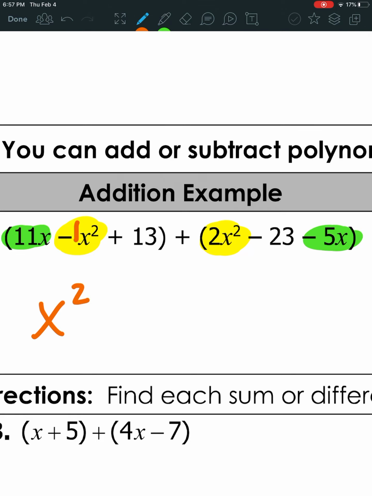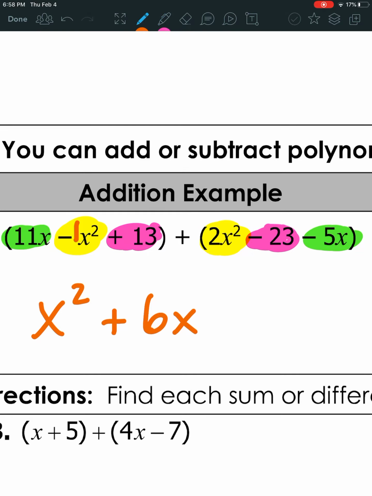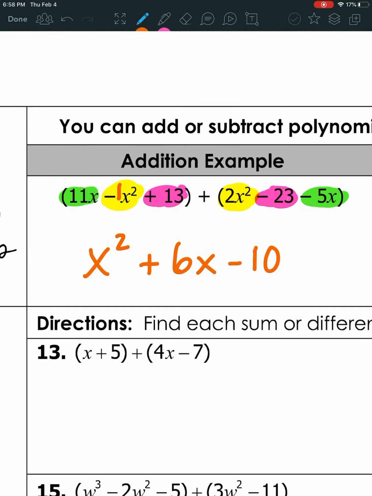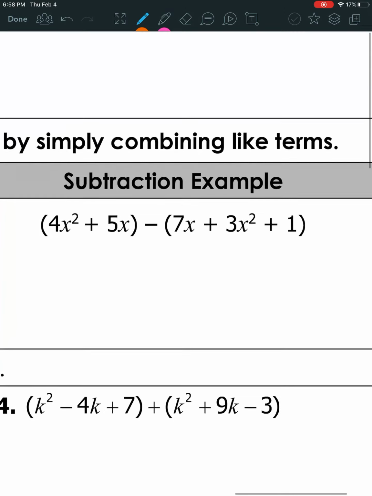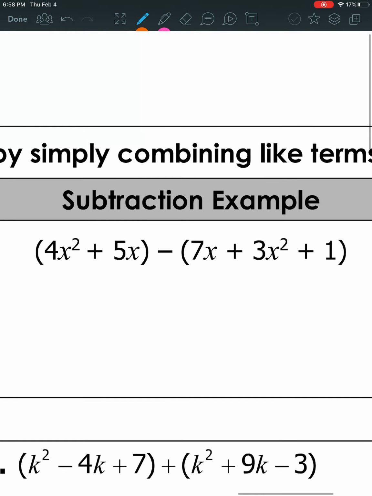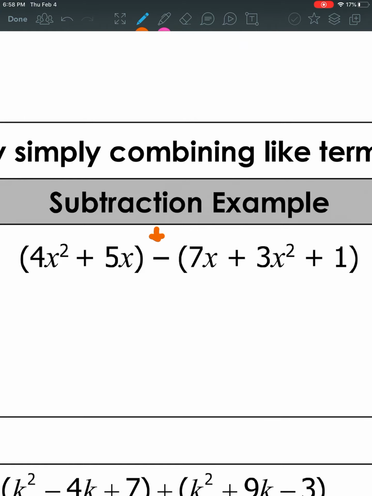Next, we would go to the x's. I'm going to highlight those in a different color. So I have a negative 5x down here and an 11x here. So 11 minus 5, or 11 plus negative 5, we get a positive 6. So we'll write it as plus 6. And last one, our constant, we have a positive 13 minus 23. So we get negative 10 or minus 10. So x squared plus 6x minus 10. So you want to go through, find like terms, and combine them. Luckily, we have done some practice with this in class.